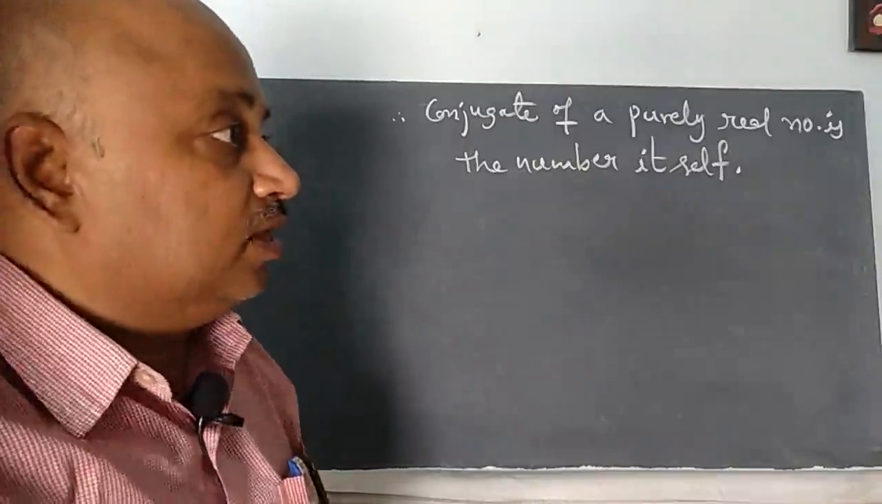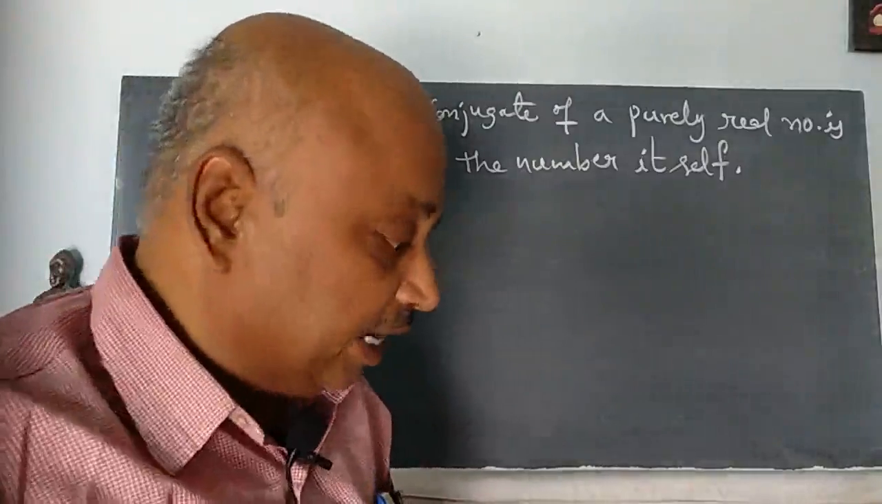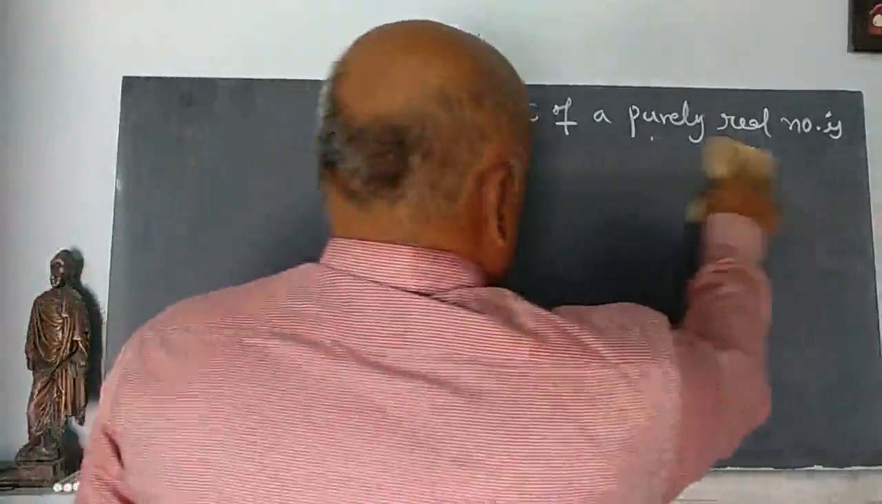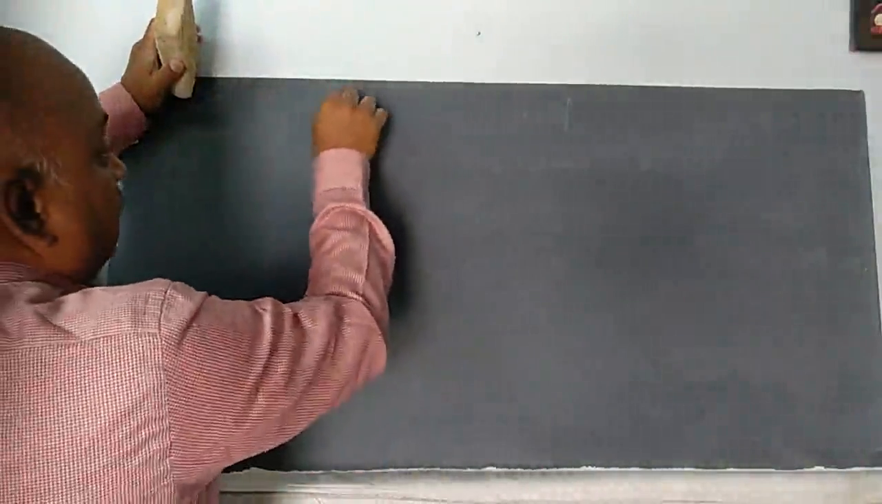So, this is about the conjugate of the complex number and its properties. The next concept is the square root of a complex number.